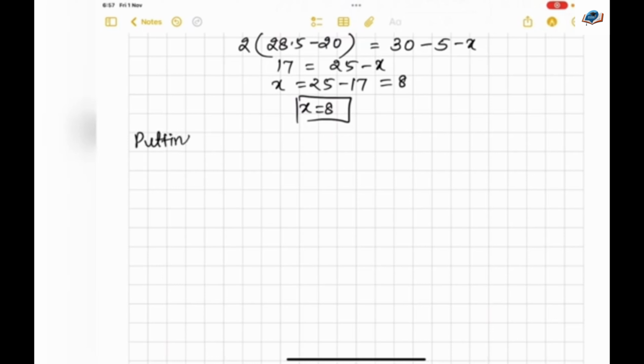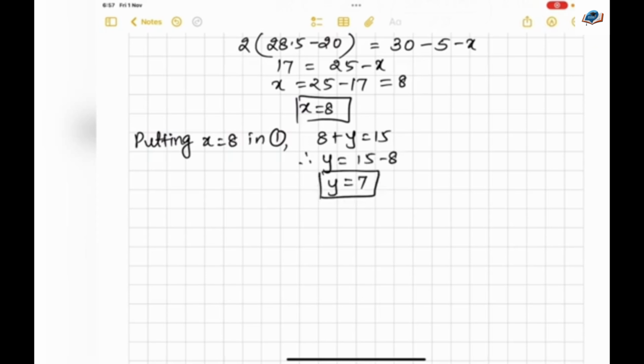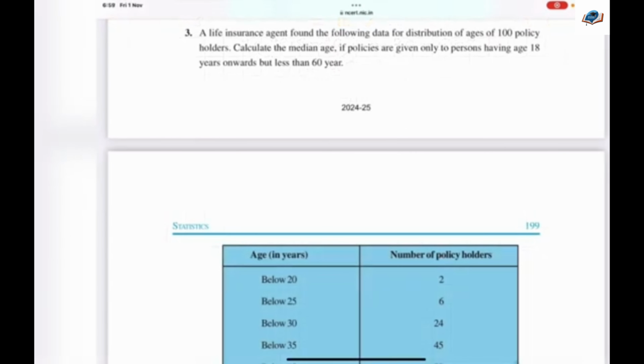So putting x equal to 8 in 1, 8 plus y equal to 15. So therefore y will be 15 minus 8. So y equals 7. So I got both the x and y.